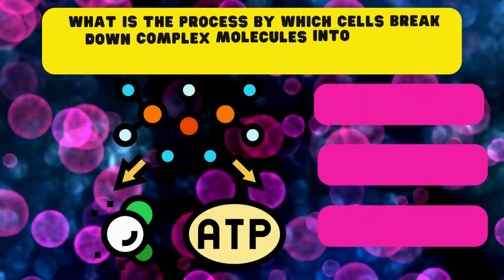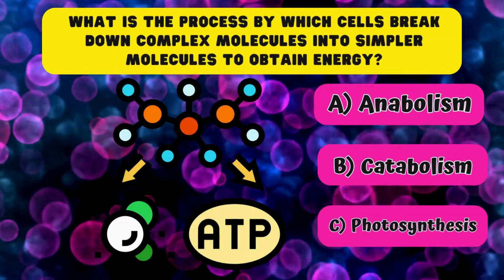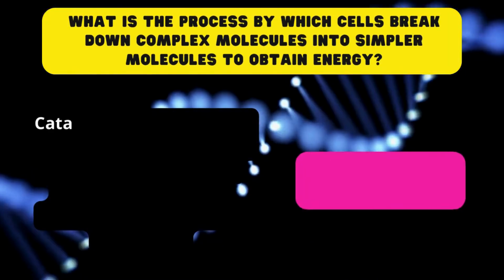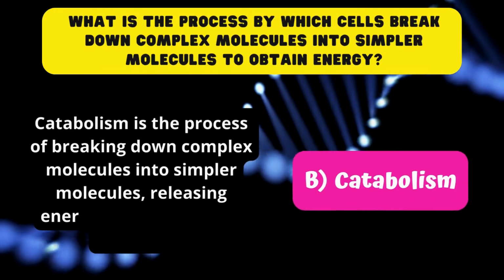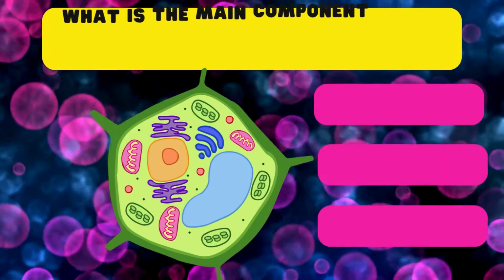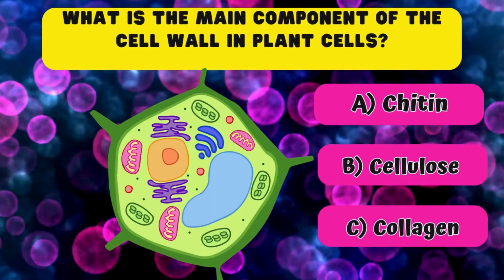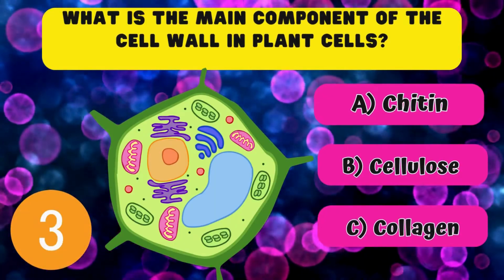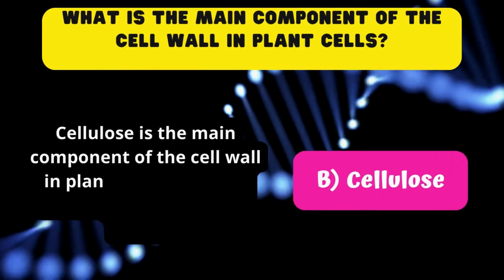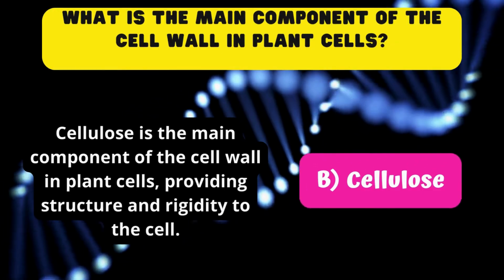What is the process by which cells break down complex molecules into simpler molecules to obtain energy? Catabolism is the process of breaking down complex molecules into simpler molecules, releasing energy that can be used by the cell. What is the main component of the cell wall in plant cells? Cellulose is the main component of the cell wall in plant cells, providing structure and rigidity to the cell.